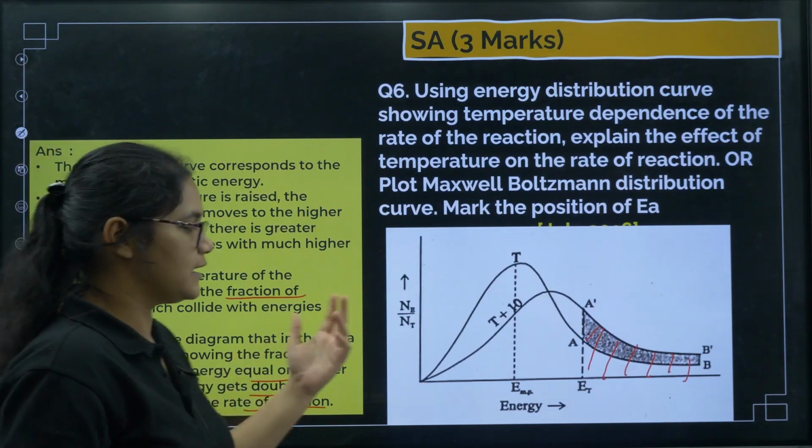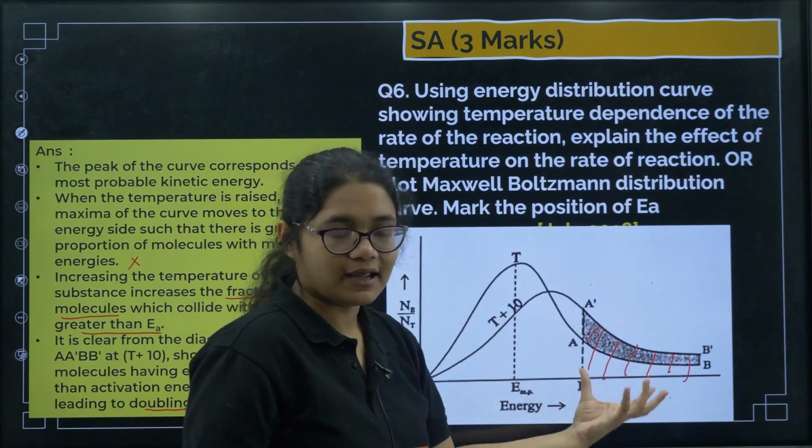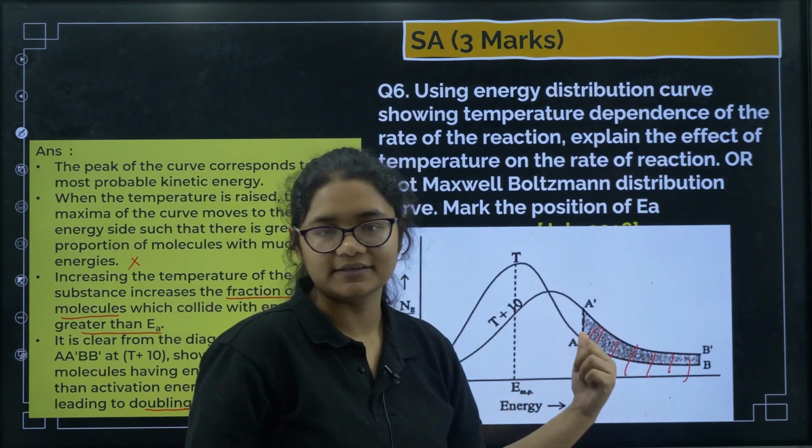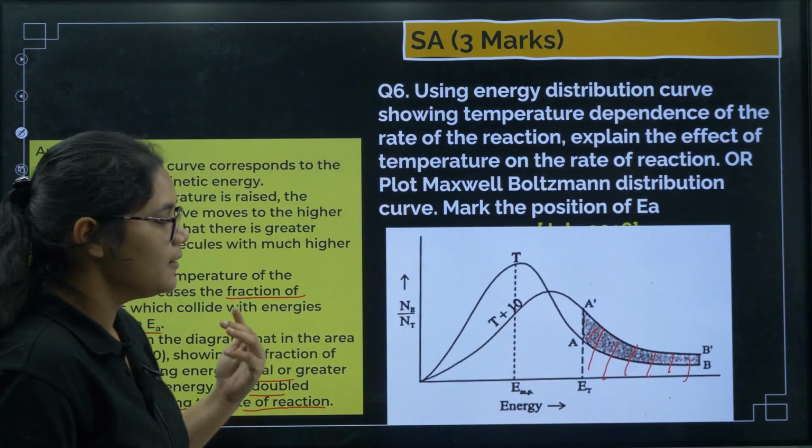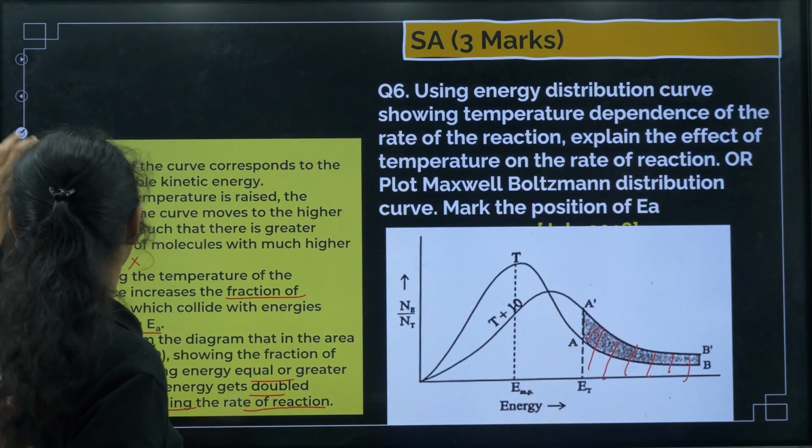So when you increase the temperature, the number of particles having energy greater than the threshold energy increases. So that is why definitely the rate of the reaction will also increase.